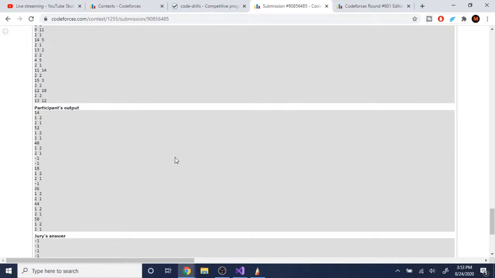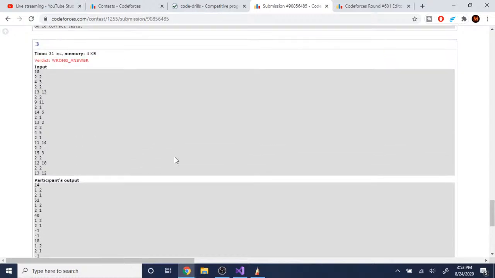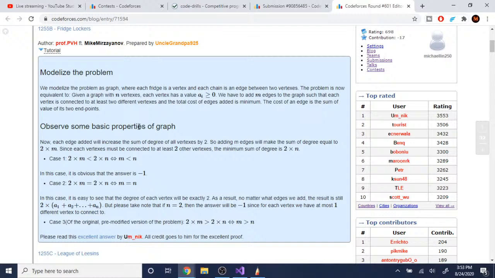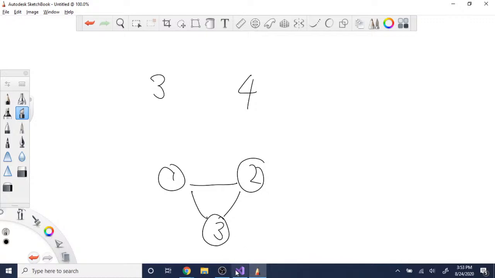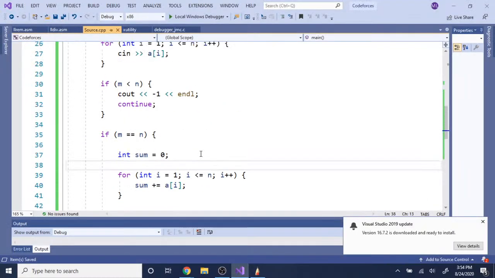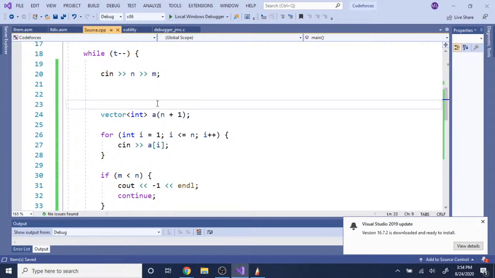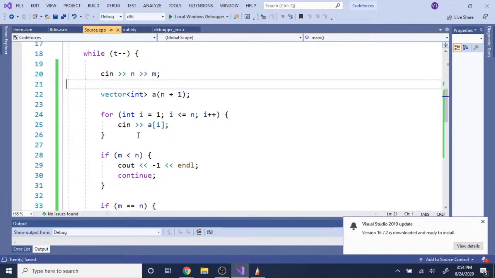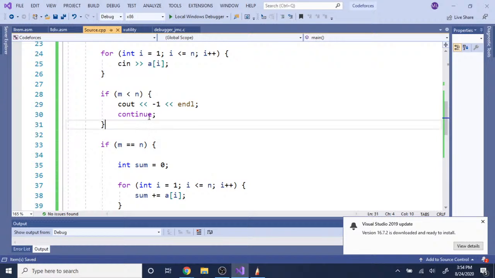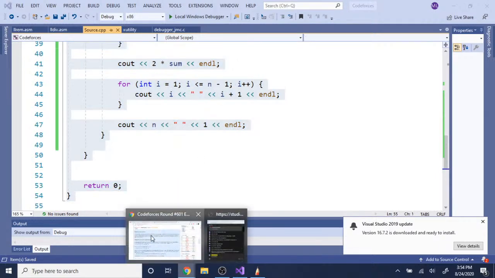participants output 1, 2, 2, 1, 52. 2, 2, 4, 3, 2, 2. 4, 3, 2, 2. I don't know. It's beyond my understanding. If 4 is equal to, oh yeah, we also have to do or n is equal to 2. Yeah, then it's not possible.